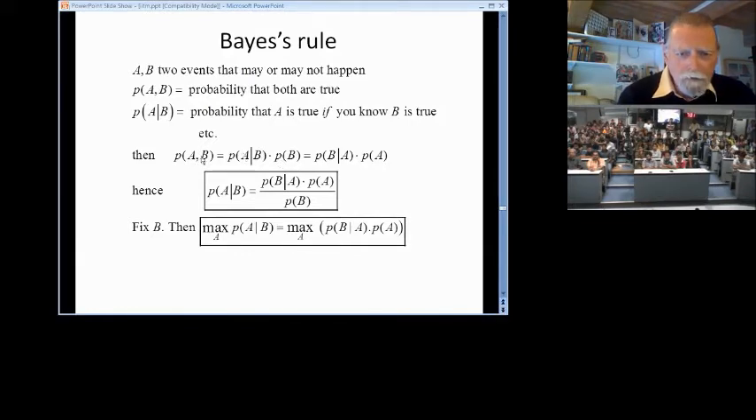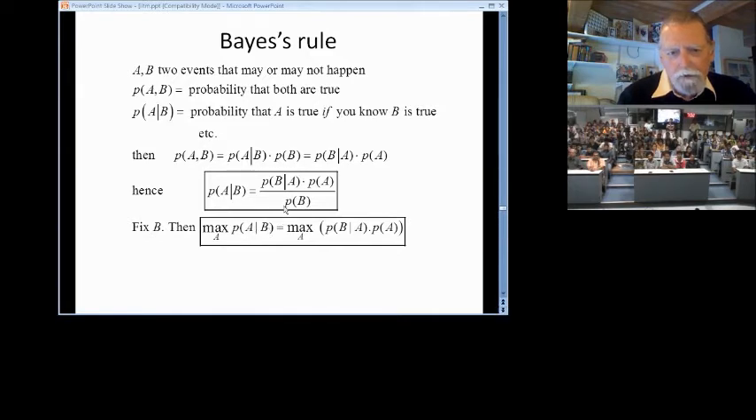So this is a general rule of conditional probability, and the probability of A and B being both true can be factored in two different ways. And so if you solve this equation, you get this. Now this is relevant in the following situation. Suppose B is something that you see, and you want to know how likely it is that A is also true. So let's say B is your data, and A is your interpretation. So you'd like to find the most probable interpretation of that data. That'll be the A, which maximizes the probability of A given B.